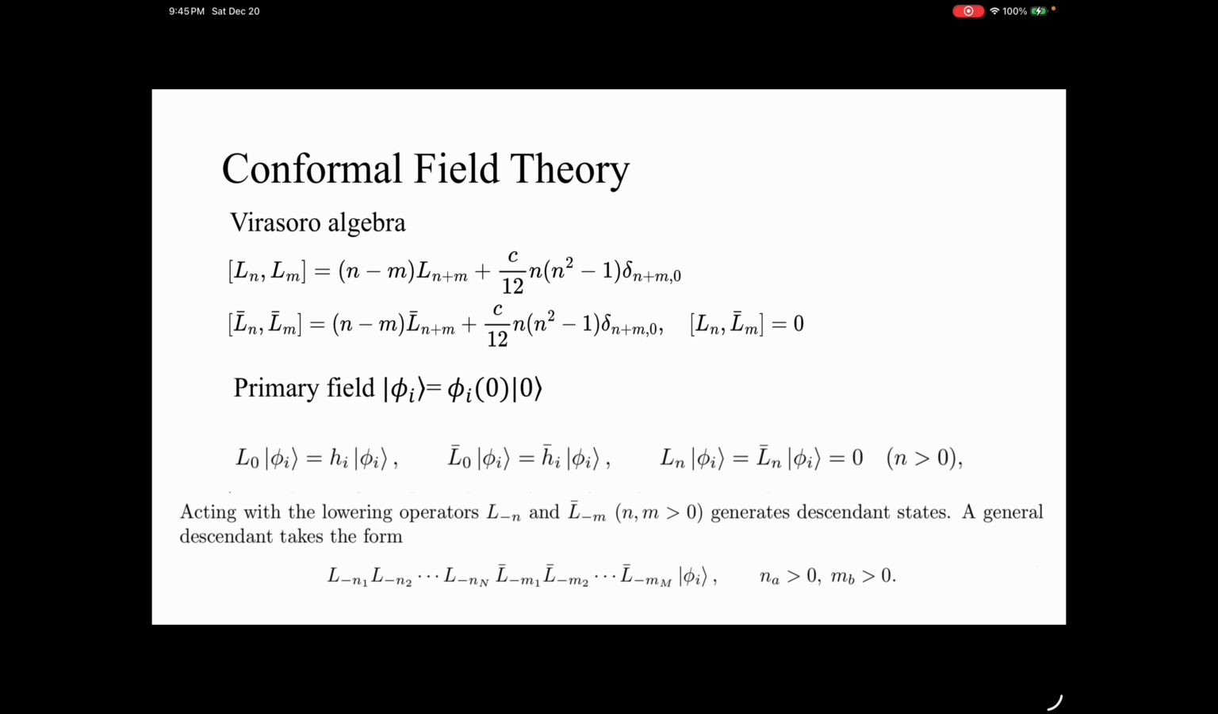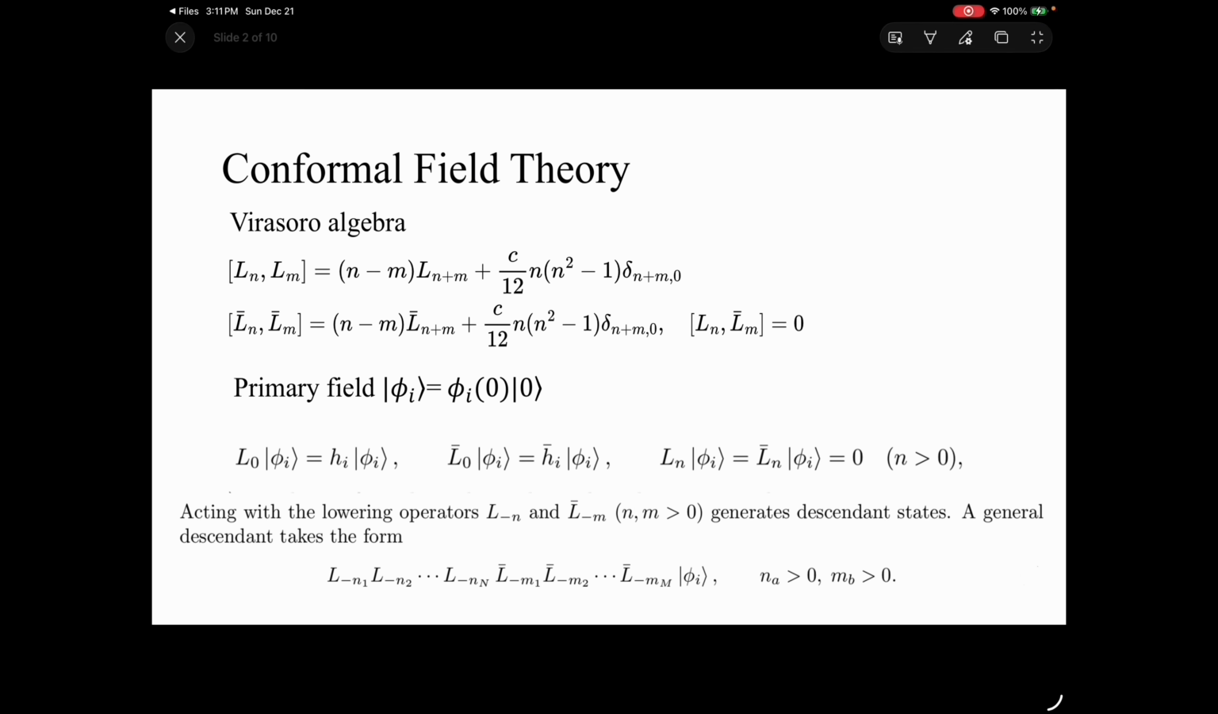First, I would like to introduce conformal field theory. If the system is under conformal symmetry, then it can be described by Virasoro algebra. Here, the Ln denote the holomorphic part Virasoro generator, and L bar n denote the anti-holomorphic part, and it follows these three equations.